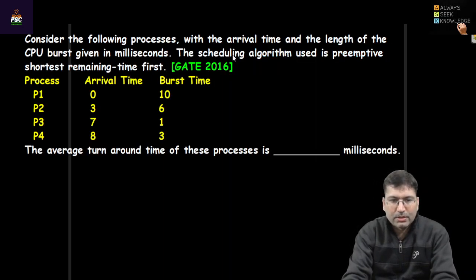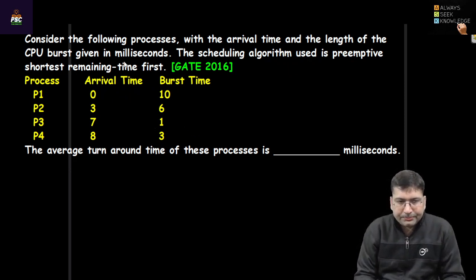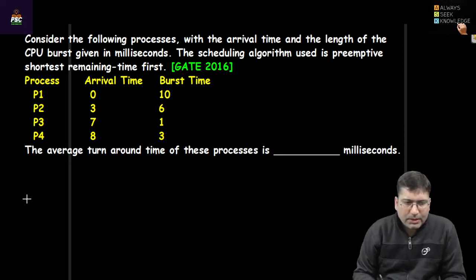The very first question on your screen is this. Consider the following processes. There are four processes given with the arrival time and the length of the required CPU burst in milliseconds. The scheduling algorithm used is preemptive shortest remaining time first, and the question was asked in GATE 2016. So let's draw the Gantt chart quickly without wasting much time. You can draw the Gantt chart like this.